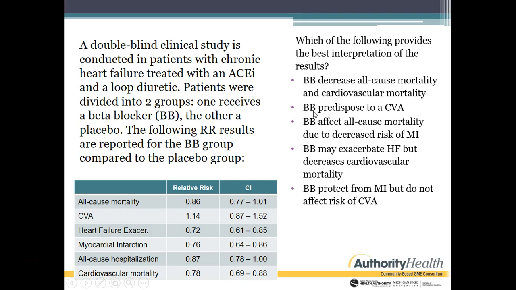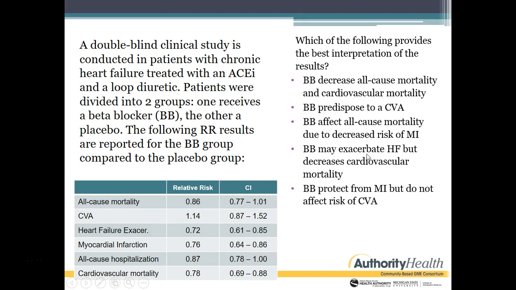Now we have beta blockers predisposed to a CVA. So let's look at CVA. We do have an increased relative risk of CVA, but look again, the confidence interval indicates that it is not significant. The third choice, beta blockers affect all-cause mortality due to decreased risk of MI. We've already determined that the all-cause mortality is not significant, so that choice is not correct.